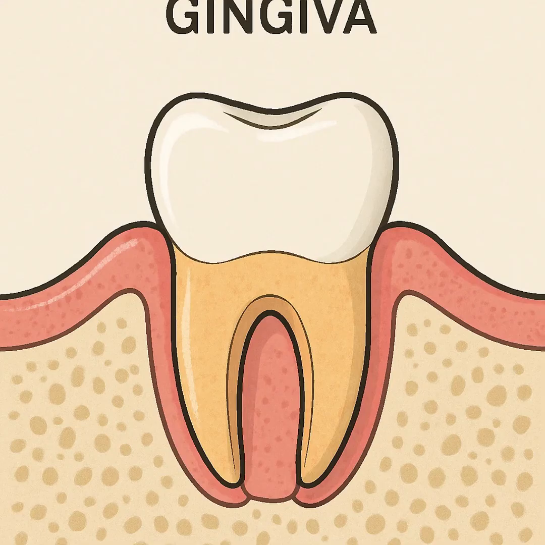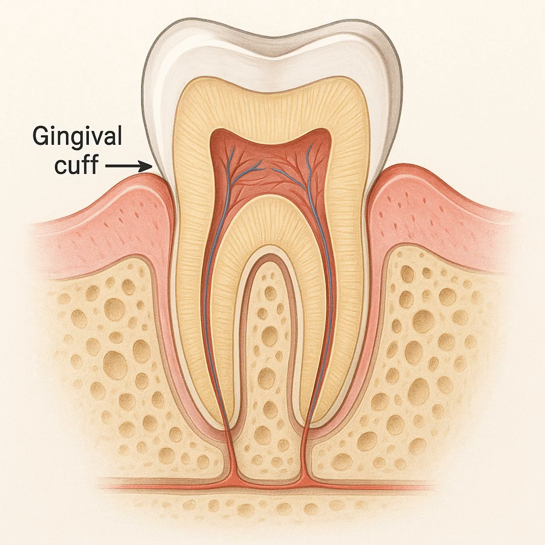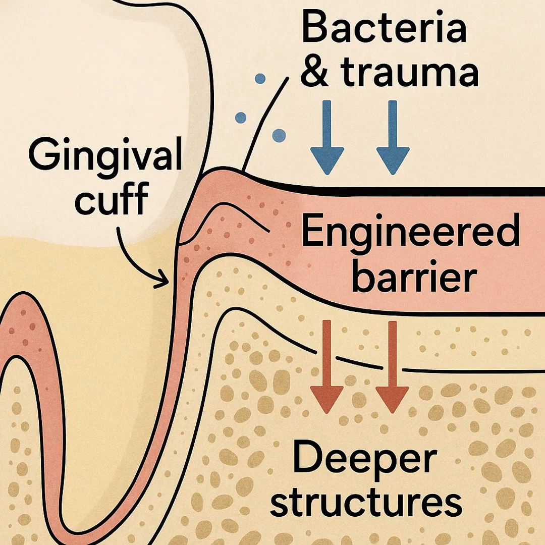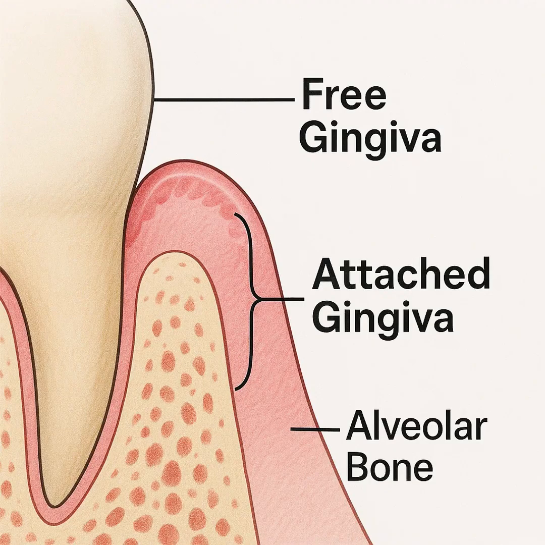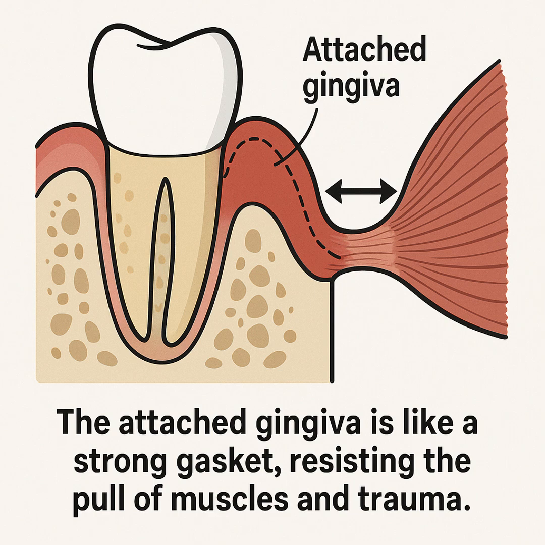First, the gingiva. Think of the gingiva as the protective seal around the tooth. It's not just pink gums for show. It's a carefully engineered cuff that prevents bacteria and trauma from penetrating deeper structures. We divide it into free gingiva, that delicate rim hugging the enamel, and attached gingiva, which is firmly anchored to the alveolar bone. The attached gingiva is like a strong gasket, resisting the pull of muscles and trauma.